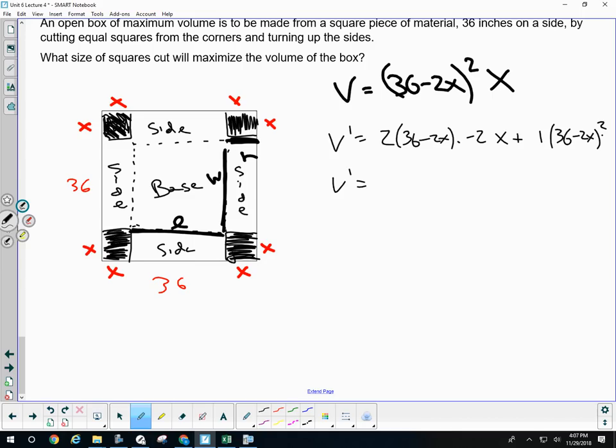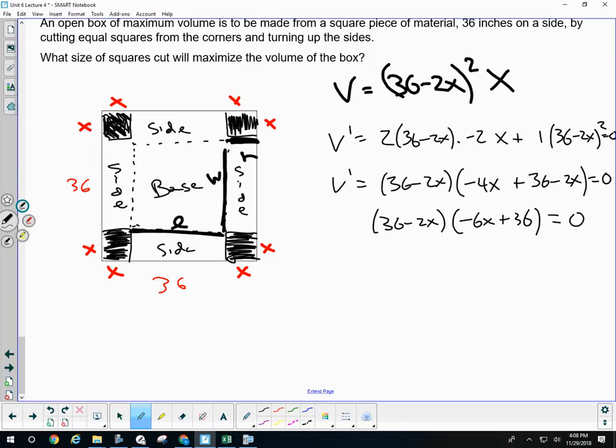Because I want to set this equal to 0. I want to solve. I want a product. What can I do? Pull out of 36 minus 2x. It's the same as when we were simplifying derivatives back in the day. Pull out of 36 minus 2x, and I get negative 4x plus 36 minus 2x. That gives me 36 minus 2x times negative 6x plus 36. Giving me two solutions, 6 and 18.